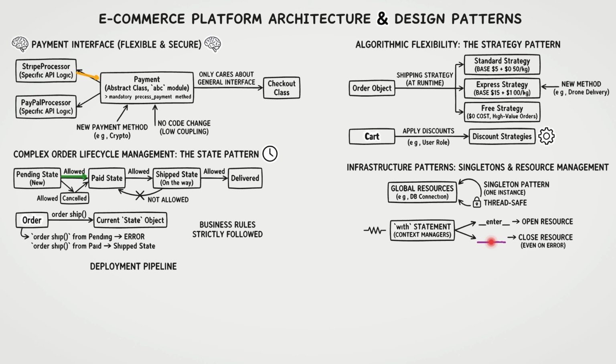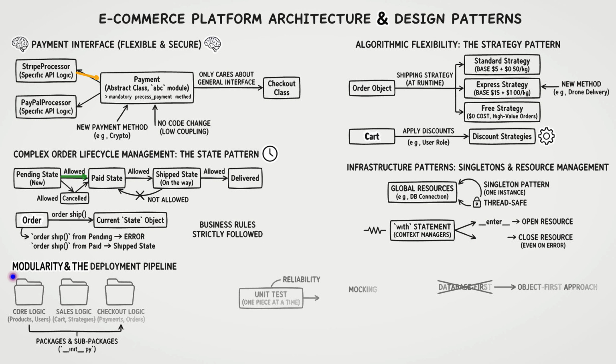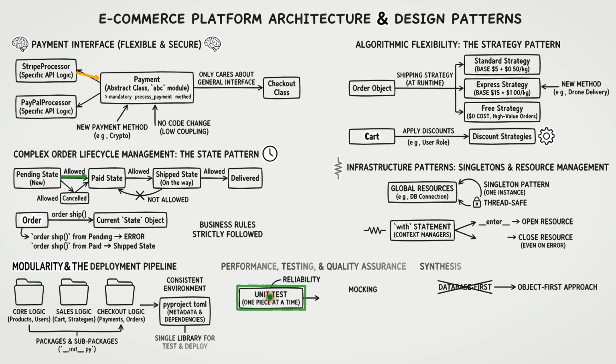A professional project is organized into modular packages. The structure separates core logic, sales logic, and checkout logic. The pyproject.toml file manages our metadata and dependencies, ensuring every developer has a consistent environment. Because the system is modular, it is easy to unit test one piece at a time.